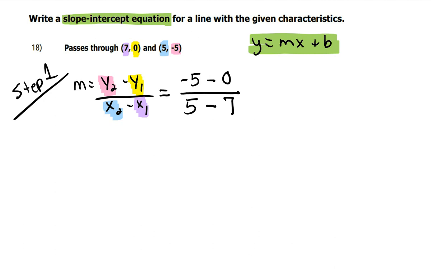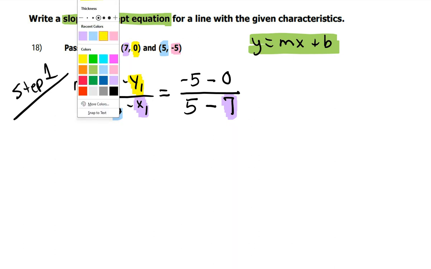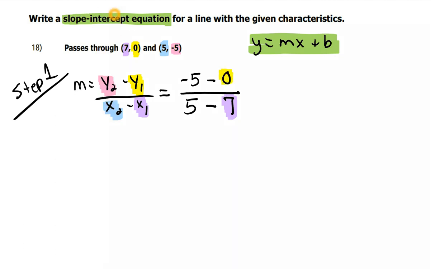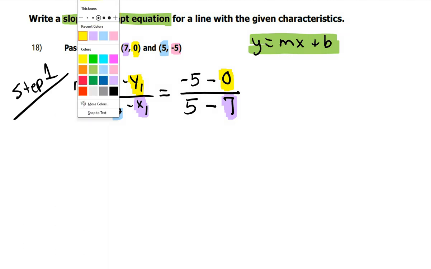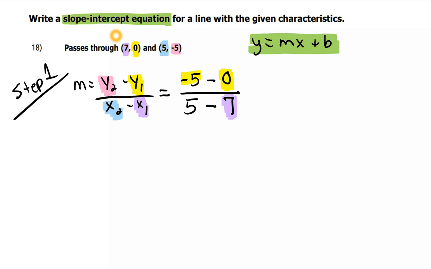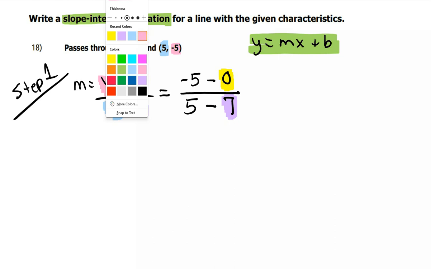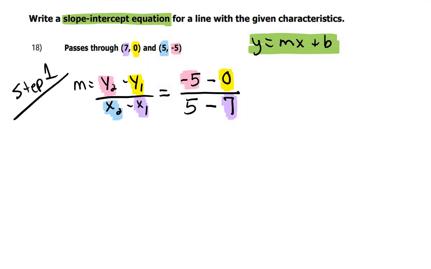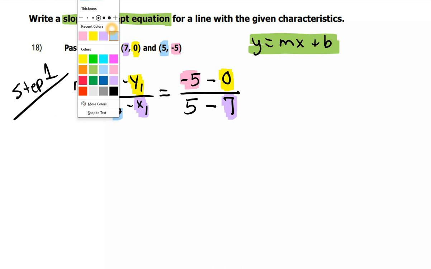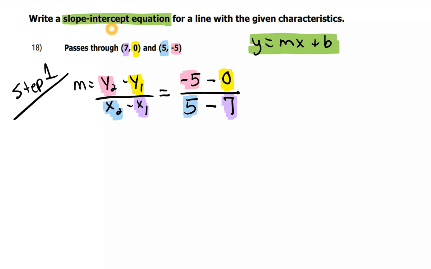And just in case you're not seeing it, there's the 7, there's the 0, sometimes this thing is so touchy. There's the negative 5. There we go. And there's the 5. So pink minus yellow over blue minus purple. It's a color coding thing for me.